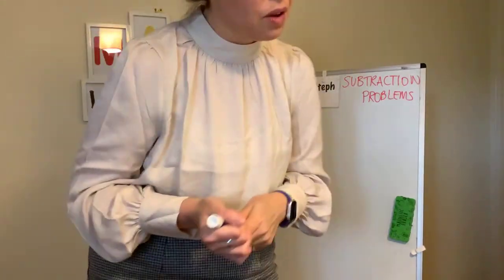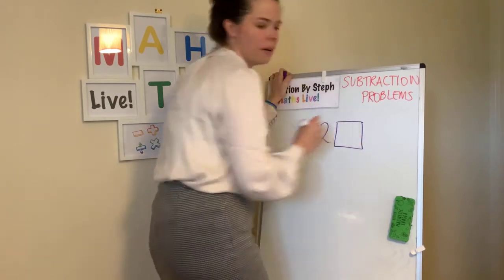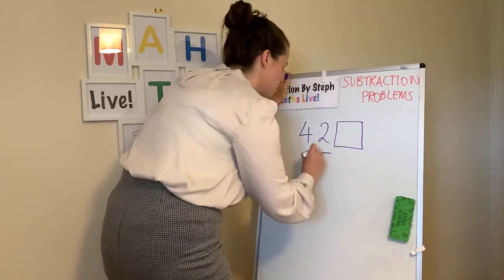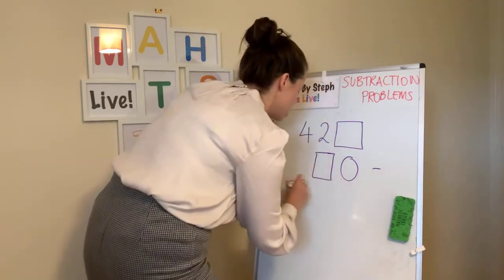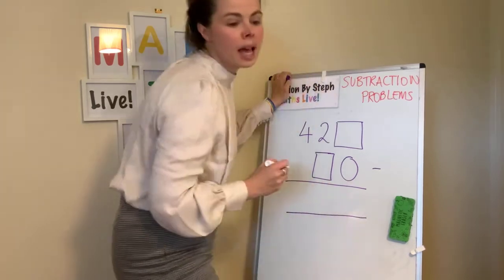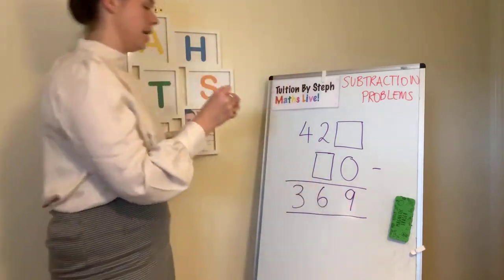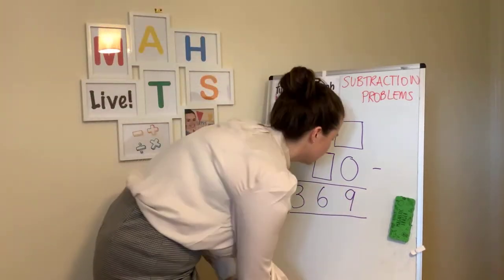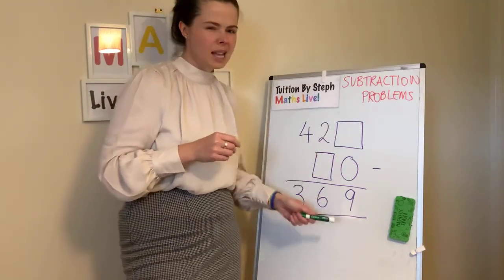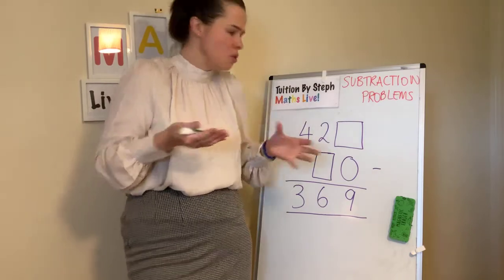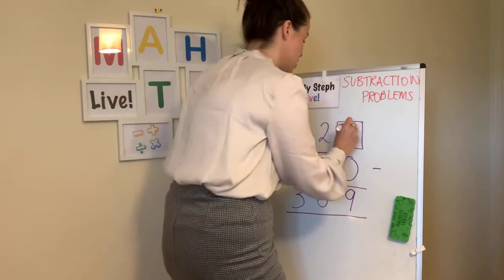Okay, next part. We've got 420. And then we've got something, and a 0 there. Well done. And then we've got 369. So, again, let's have a look. Something take away 0 makes 9. So if you've got a number and you know you take away nothing from it, it makes 9. So you must have started with 9.